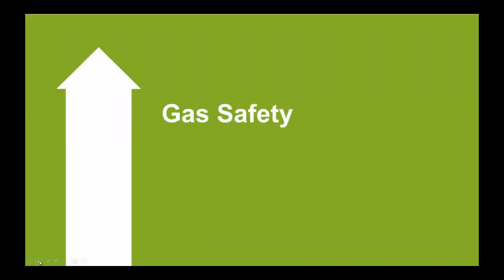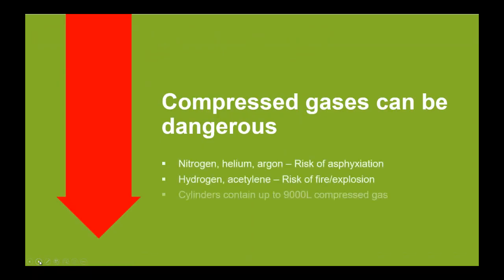Okay, so moving on to gas safety. Compressed gases, as I just mentioned, can be dangerous regardless of whether they are flammable gases or inert gases. So if we look at inert gases such as nitrogen, helium, argon, a rapid release of these gases would potentially result in asphyxiation because of elimination of oxygen from the laboratory environment. And then when we look at flammable gases such as hydrogen and acetylene, of course, there's the risk of fire or explosion if there's a large volume release into the laboratory.